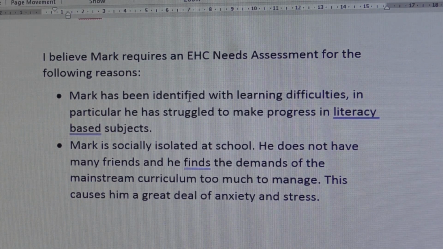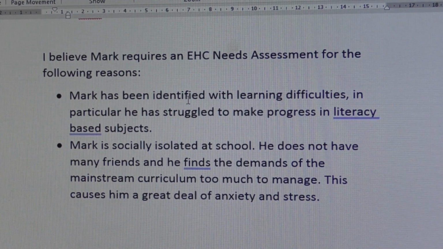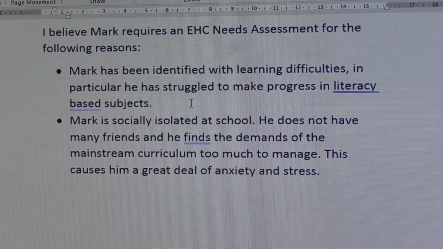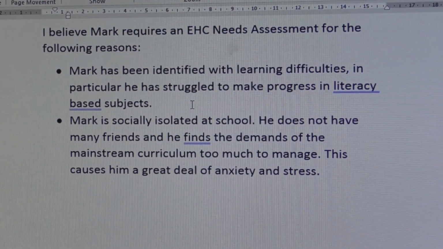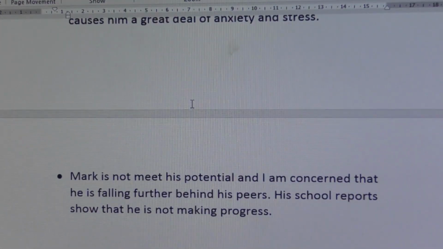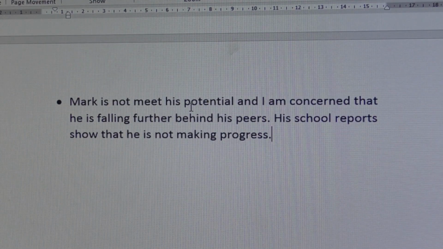In this case, I've just used examples: he's got learning difficulties, perhaps a difficulty with literacy. He's got some social difficulties, so he's struggling to access social groups, and he's finding the demands of mainstream education too much, and that's causing him stress and anxiety. And I think also, obviously, he's not making progress, and therefore he's not reaching his potential.